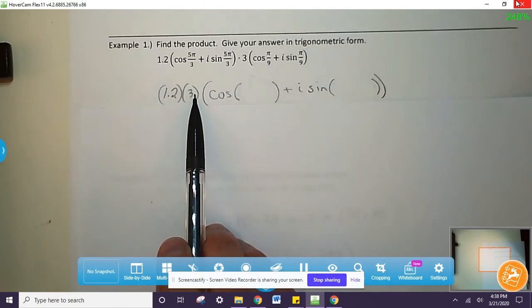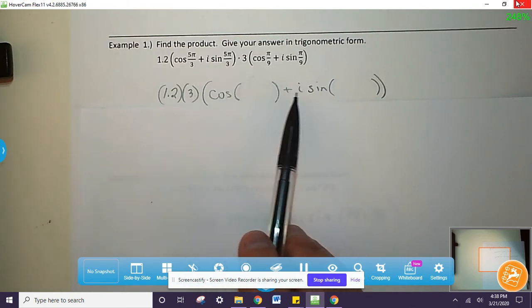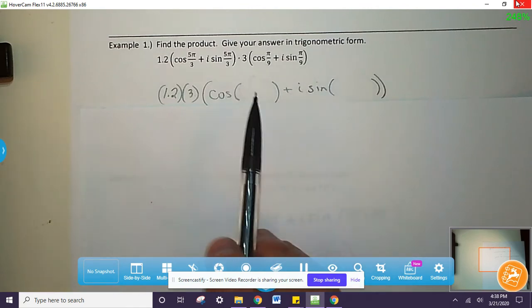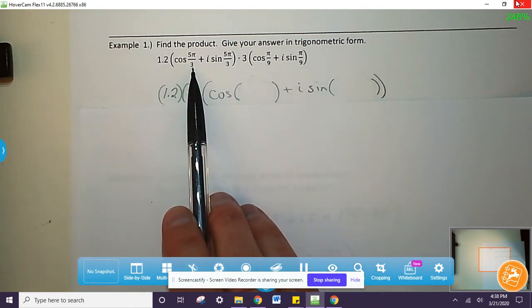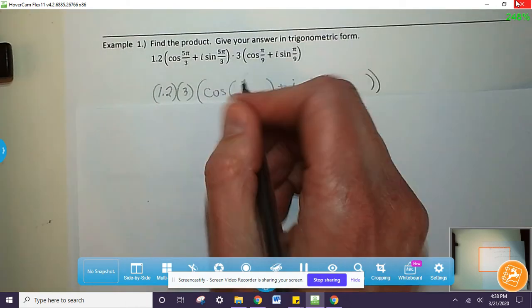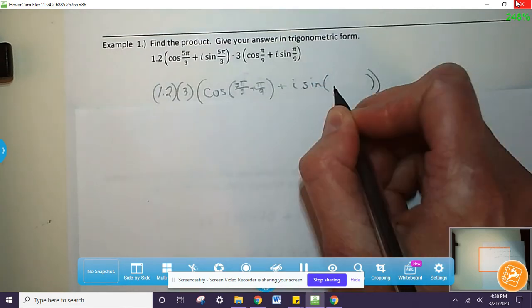So applying that formula, we're going to start out by multiplying the r's, and then I'm going to have the same structure as before. I have cosine of some angle plus i times the sine of the same angle. Now to get the angle, we're going to add the angle from this trig complex number and the angle from this complex number. So we're going to be adding 5 pi over 3 plus pi over 9. And it's the same thing in here.